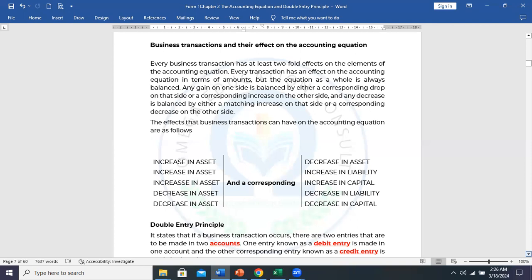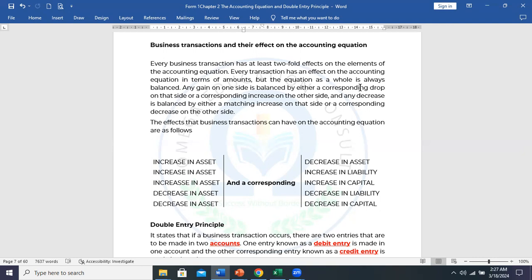Now, I gave this scenario to suggest to you that business transactions have impact on the accounting equation. In the scenario I just gave, one asset is increasing, that is the computer, and another asset, cash, is decreasing. The other element of the accounting equation, which is capital or liability, could also have the same impact depending on the transaction that is occurring. So this is what we are going to discuss in detail, because that will enable us to pursue the double entry principle.